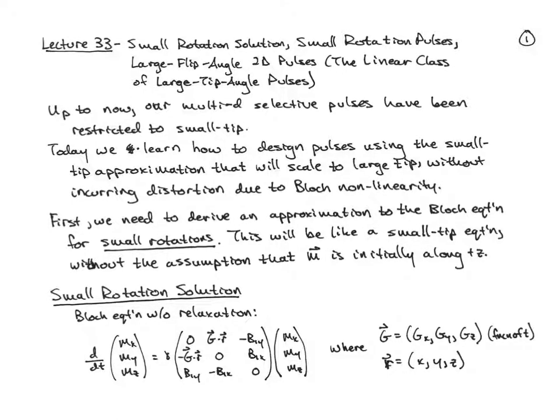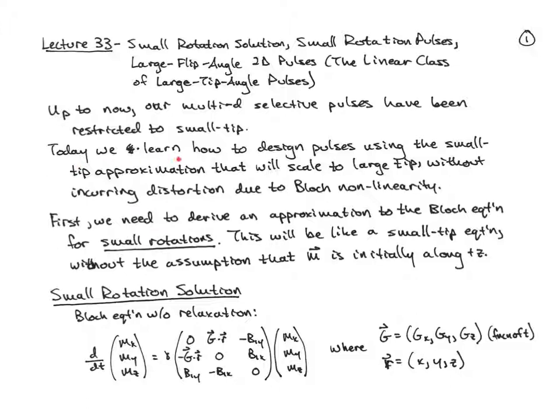In this lecture, we're going to talk about the small rotation solution to the Bloch equation, small rotation pulses, and large flip angle two-dimensional pulses, and specifically the linear class of large tip angle RF pulses. So up to now, our multidimensional selective excitations have been restricted to small flip angles. We haven't pushed them past that regime.